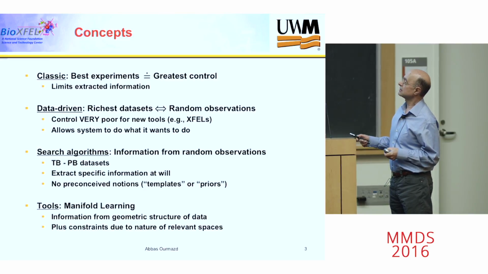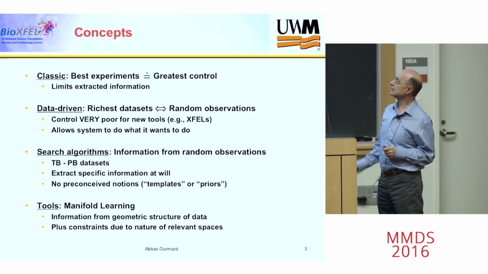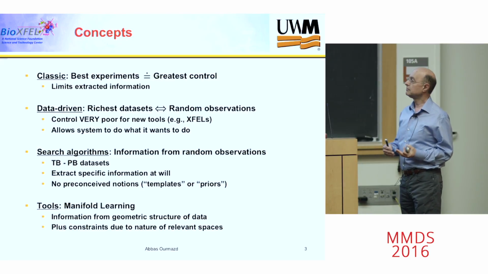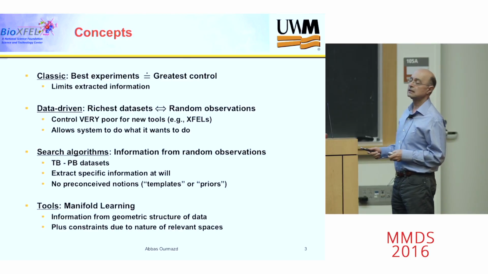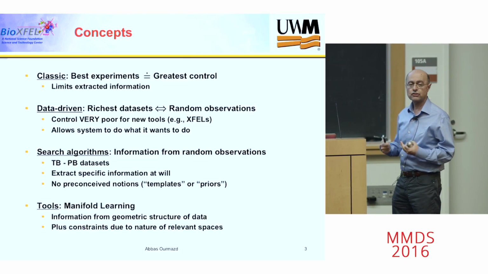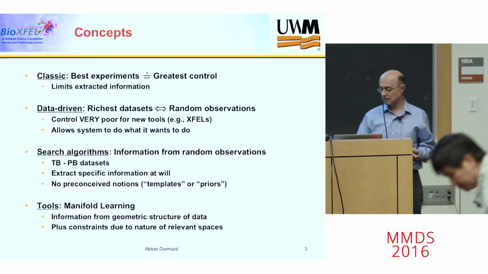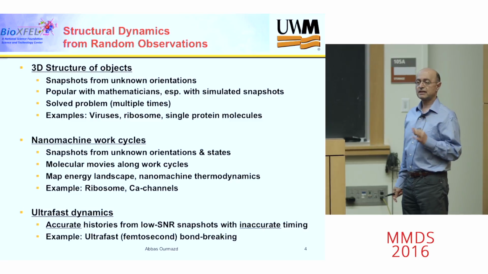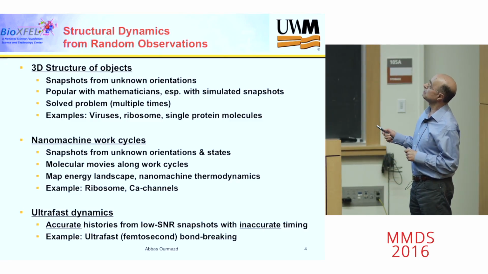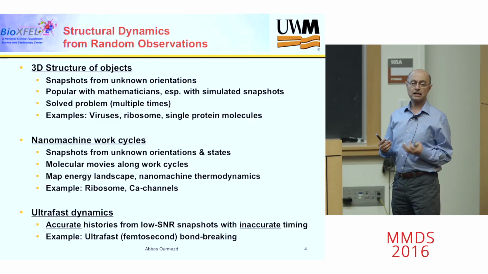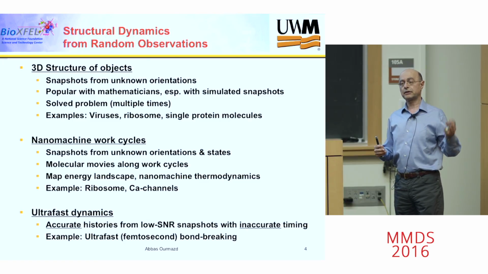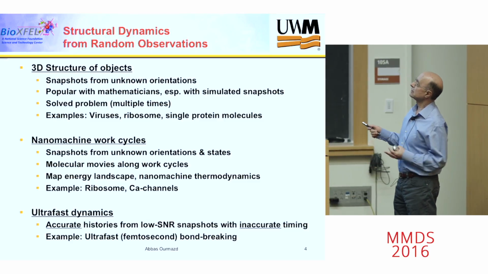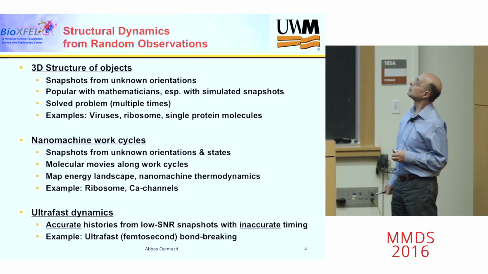And of course, there are many tools, but the tool which I'll be talking about here is manifold learning, which means gleaning information from the geometric structure of the data, plus constraints due to the nature of the relevant spaces in which the data were collected. Now, I'd like to show you three examples, if I have time. The first one, which is popular with mathematicians, is taking random snapshots of an object in an unknown orientation, and then recovering the 3D structure of the object. Examples are viruses, ribosomes, single proteins.